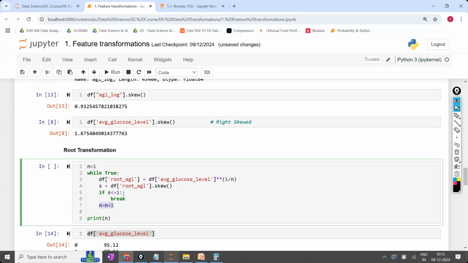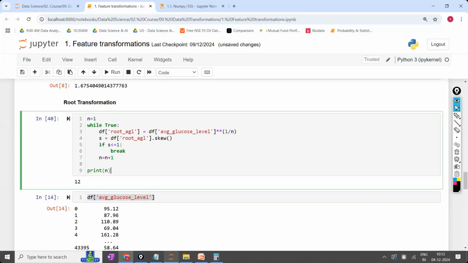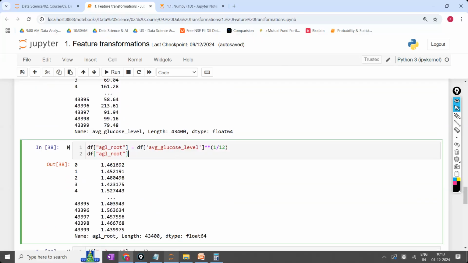For 2, what is the skewness value you are going to get? 1.31. Does 1.31 mean it will break? No, it will go back. Next, you got 1.19. Will it break? No. Again, it will go back. Like that, it is going to go back and it will only identify for which one the skewness was brought to less than 1. What is the number? 12. So the 12th root, you are going to get like this.